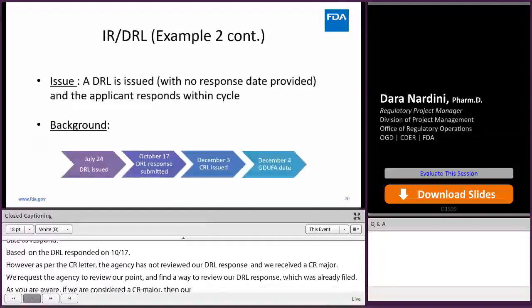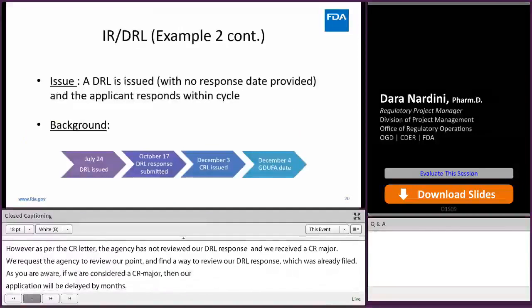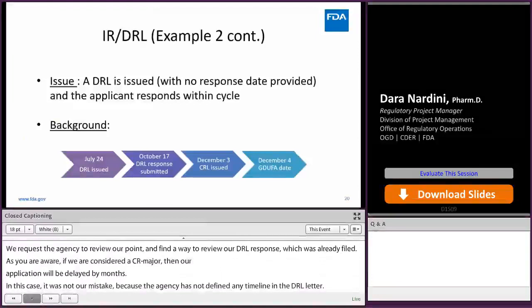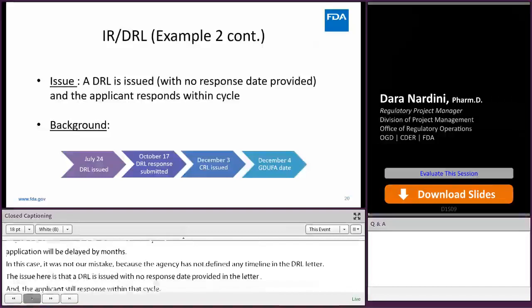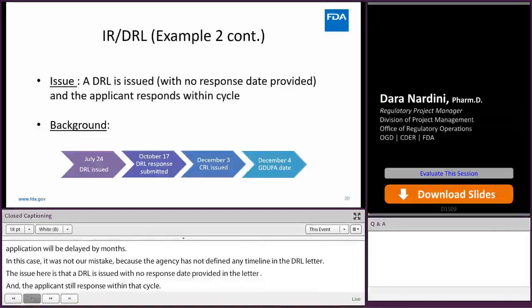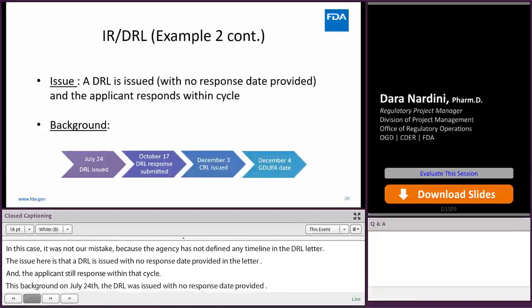The issue here is that a DRL is issued with no response date provided in the letter, and the applicant still responds within that cycle. This background, on July 24th, the DRL was issued with no response date provided. On October 17th, the DRL response was submitted by the applicant, which is about 3 months later. December 3rd, the CRL letter was issued right before that GDF date of December 4th.